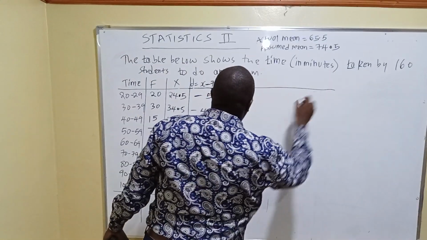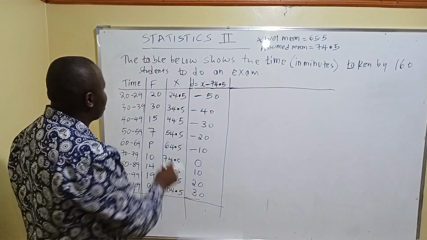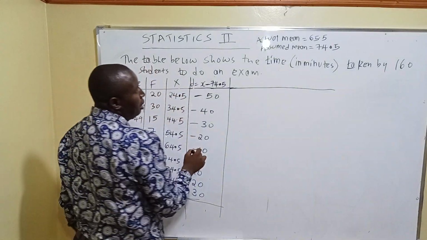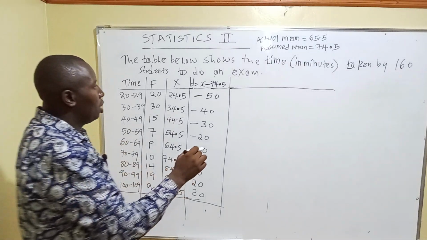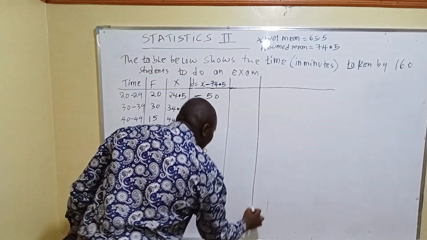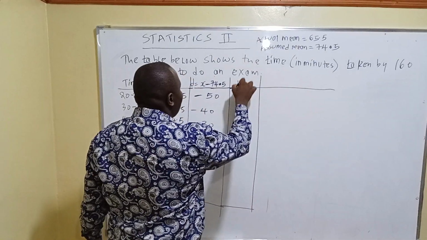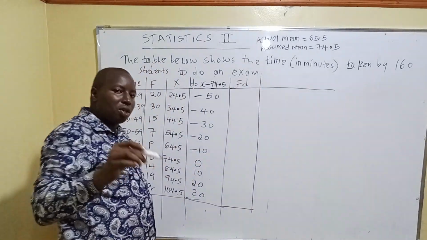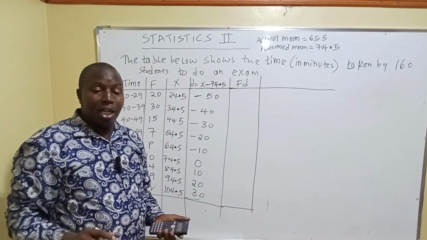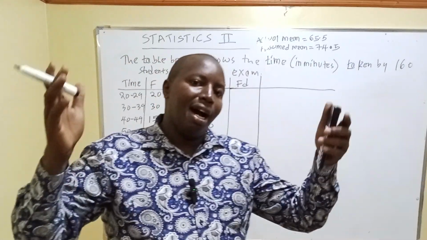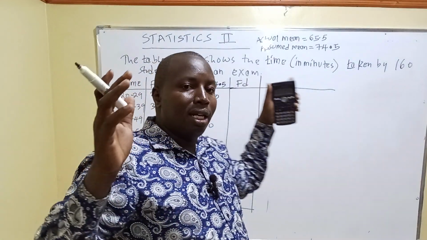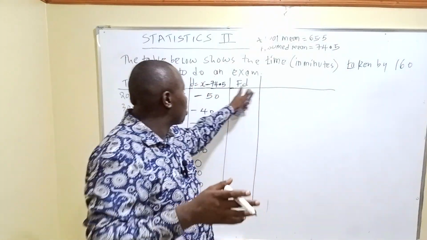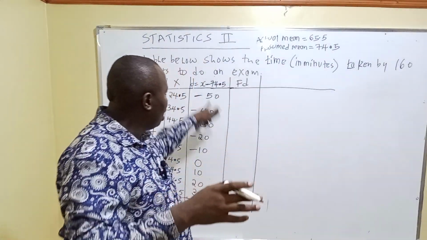I want us to make this table. Now we shall add several columns. So this is F and D. Because we are given the actual mean is 65.5, you get the column of FD, frequency times the deviations from the assumed mean. The assumed mean in this case is the working mean. That is FD.